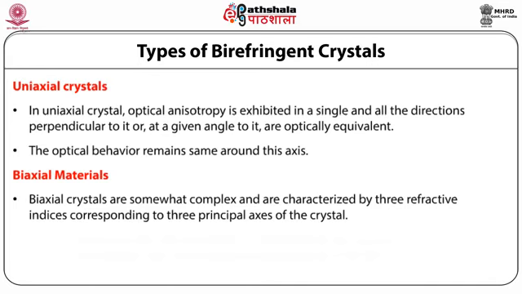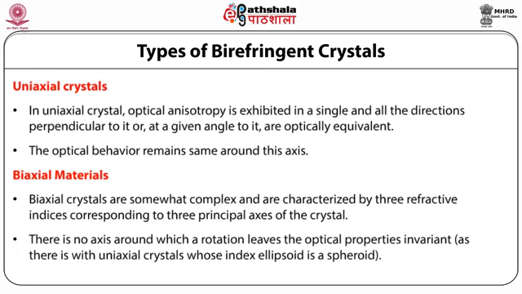For biaxial crystals, the index ellipsoid will not be an ellipsoid of revolution but is described by three unequal principal refractive indices with values n alpha, n beta and n gamma. Thus, there is no axis around which a rotation leaves the optical properties invariant, as observed in uniaxial crystals whose index ellipsoid is a spheroid.